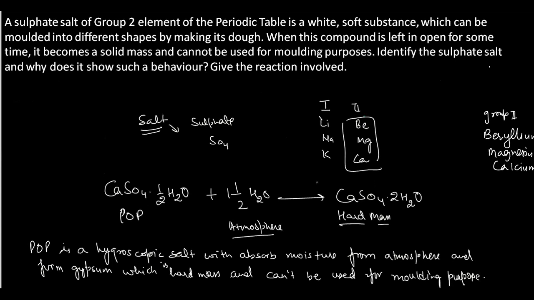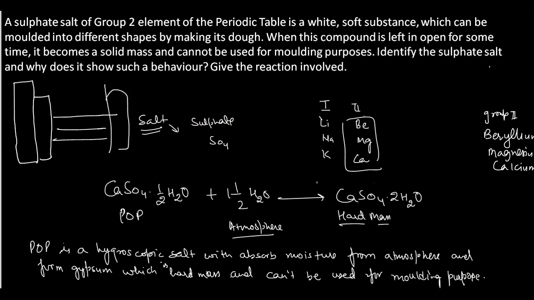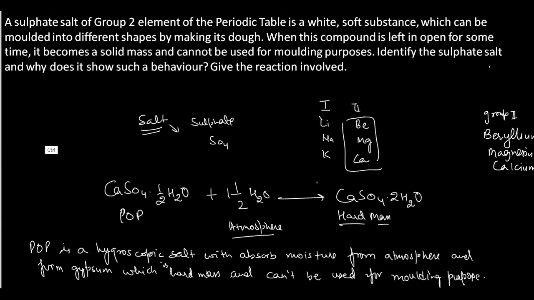A sulfate salt of group 2. Group 2 are the elements present in the periodic table. There are 18 groups in the periodic table, in which elements are written in this way. The second group elements are called group 2 elements, and they are beryllium, magnesium, calcium. These are in our syllabus. So it can be either beryllium, magnesium, or calcium.